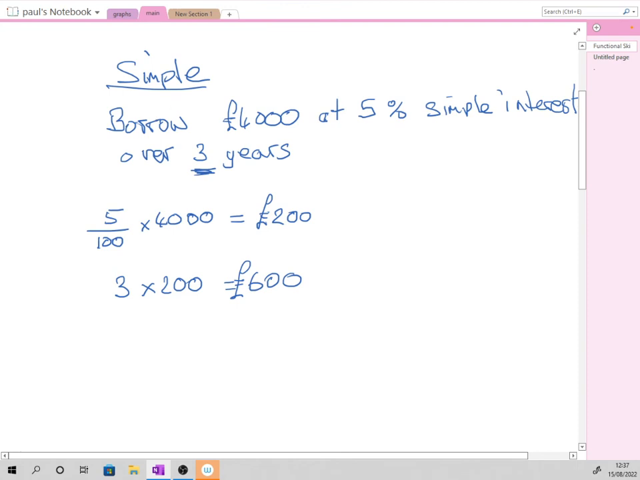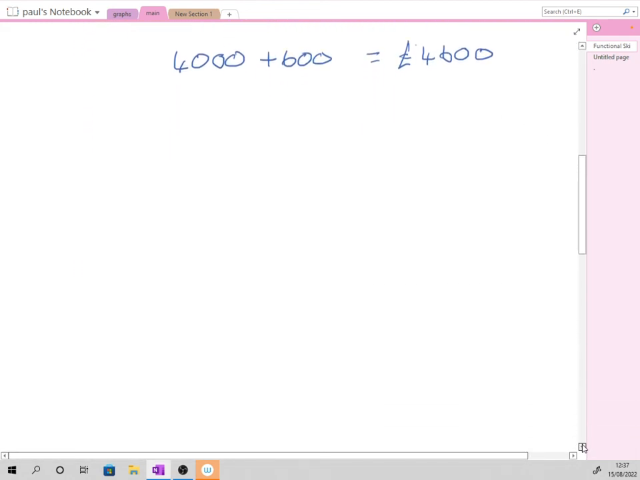And to find out how much you're going to pay back, you just do the amount you borrowed plus the interest on the loan, which is £4,600. That's all you do. So it doesn't matter what the percentage is, the first number here, or what the number of years is, you just multiply this number, 200, by the number of years. So another go at a different one. So again, simple interest.